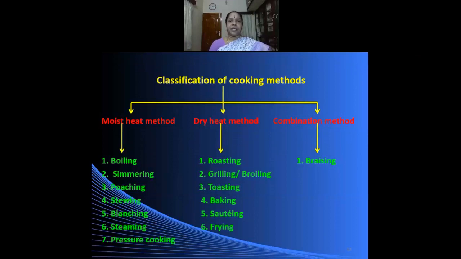Welcome students. In the last class, we saw about the cooking process, the reasons for cooking food, the advantages and disadvantages of cooking, and we also saw the classification of cooking methods. Cooking methods based upon the medium used for cooking are classified into three different types: moist heat method, dry heat method, and combination method. Let us now see in detail about these cooking processes.